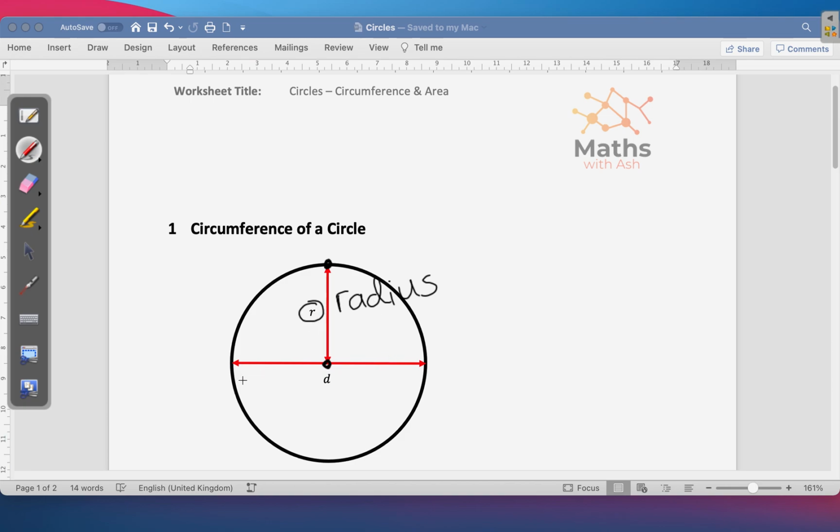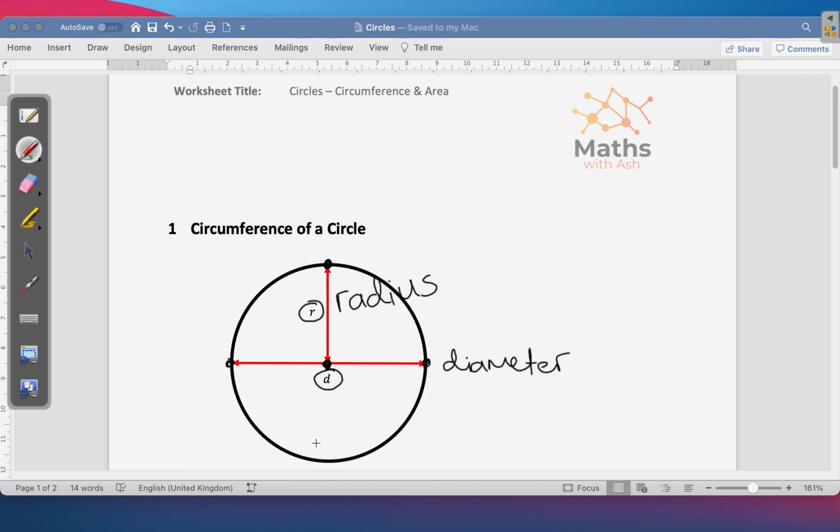Now if we have a line that goes from one side of the circle, passes through the centre and touches the other side of the circle, that is called a diameter. And then we call a diameter d for short.